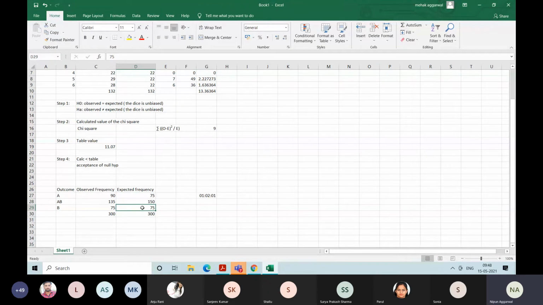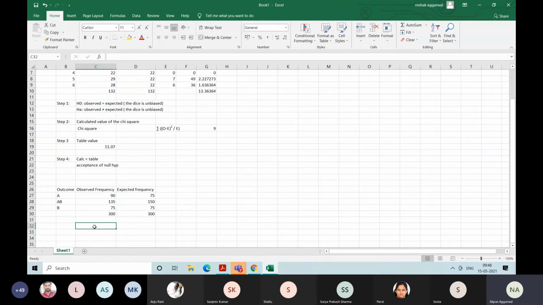So the expected frequencies in this distribution are 75, 150, 75 and the observed frequencies are 90, 135 and 75. Now you have to check whether there is a significant difference between the frequencies observed in my report and the genetic theory. So the data is in the form of frequencies, so I can apply the chi-square test.